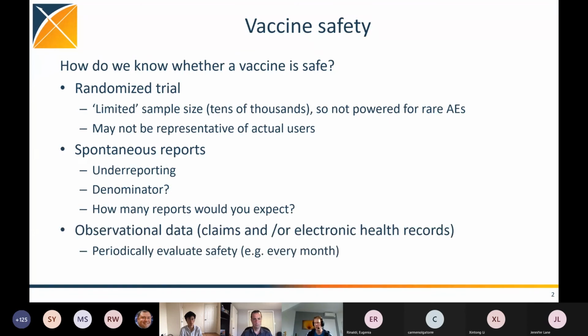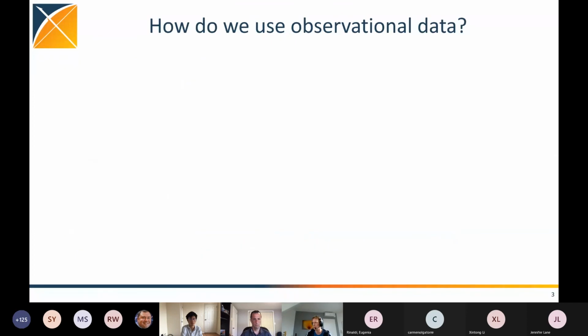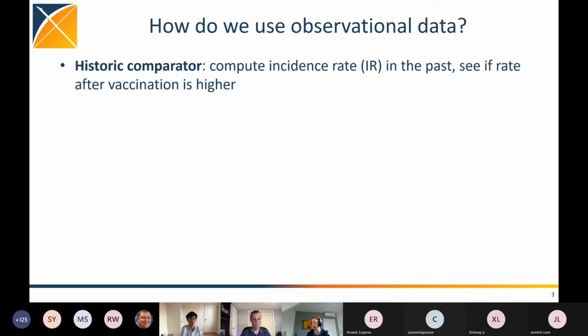So a complementary approach that people are considering is to use observational data, for example, insurance claims data or electronic health records. And then you could, if you like, have say a monthly refresh, you could every month evaluate safety of a vaccine. But if we have that data, how do we actually use it to look at the safety? There are a couple of designs that you could use.